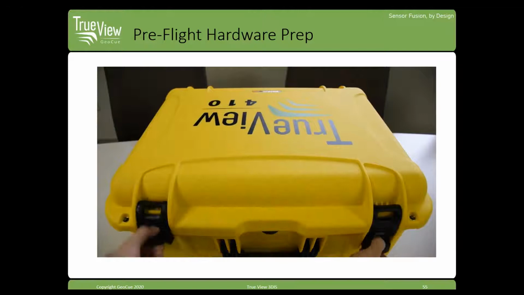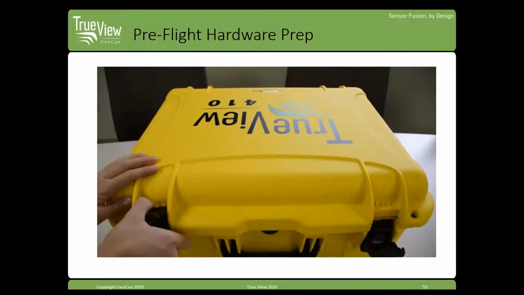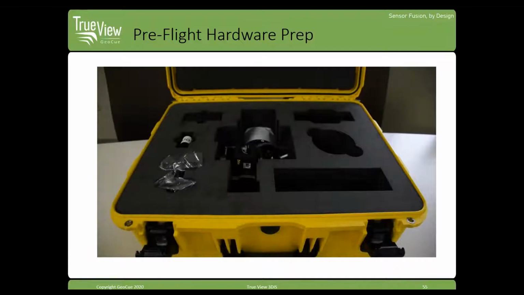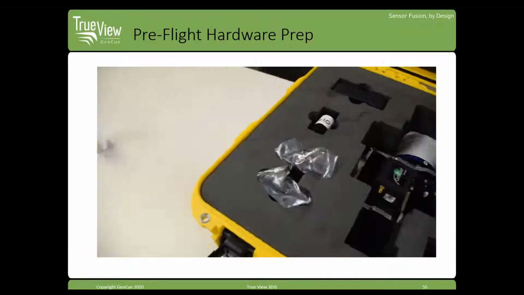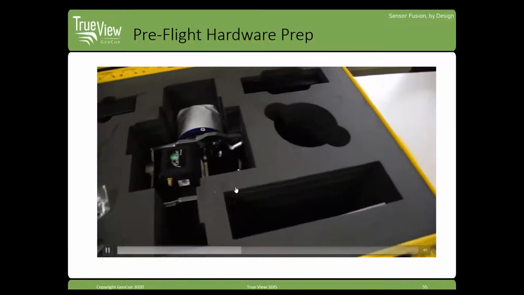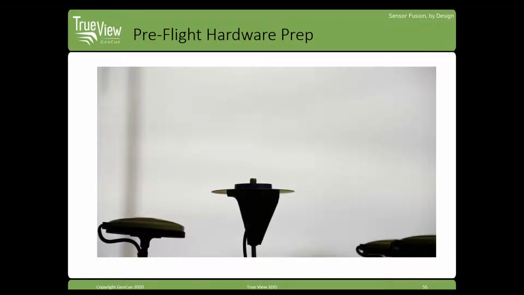Here we're going to show the 410, but it's very similar to all of our systems. So this is what's included in the kits. You've got the LIDAR system, control box, antenna, 2 batteries over here, as well as chargers for those.